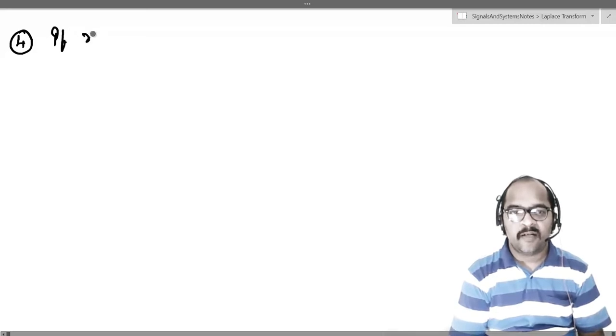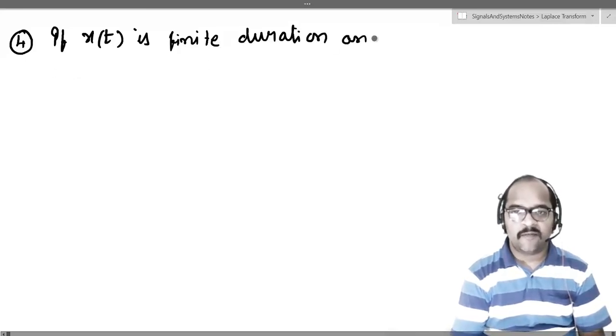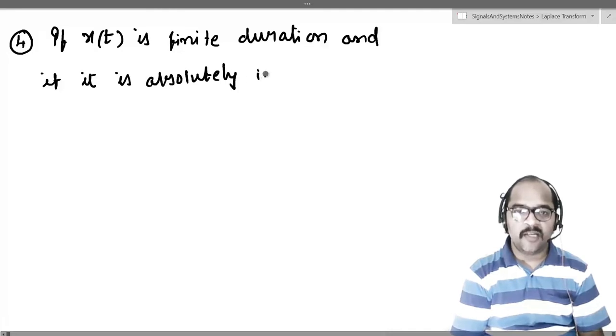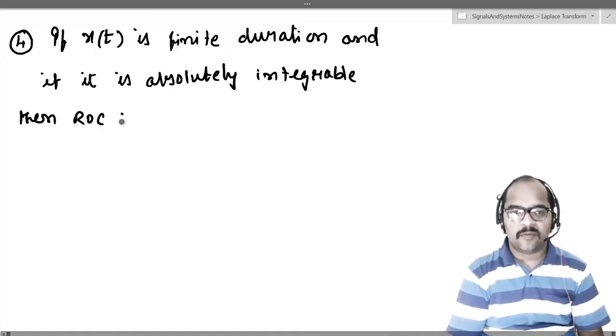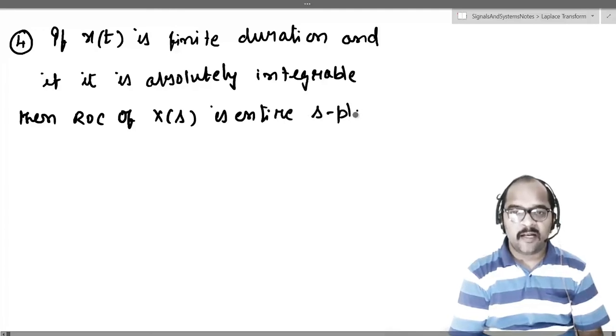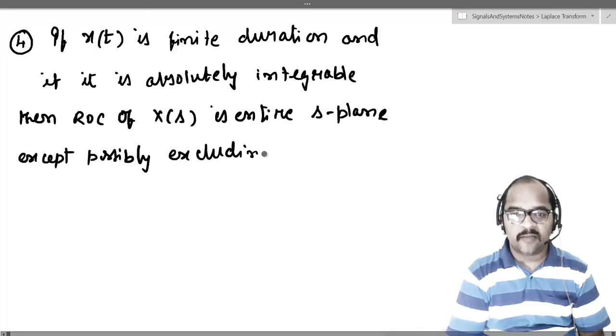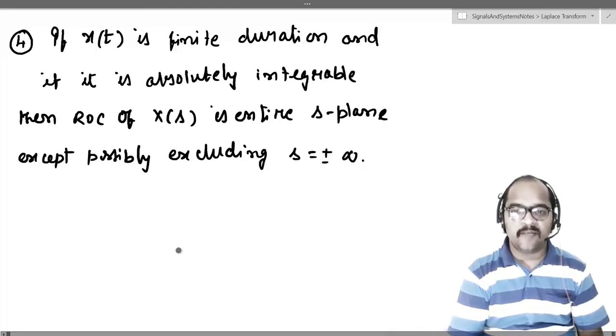What is that? If x of t is finite duration, and if it is absolutely integrable, then ROC of X of s is the entire S plane, except possibly excluding s equal to plus or minus infinity. I will explain this with an example.